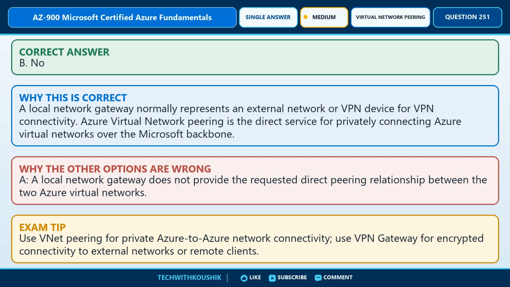The best choice is option B, no. Here's why. A local network gateway normally represents an external network or VPN device for VPN connectivity. Azure Virtual Network Peering is the direct service for privately connecting Azure virtual networks over the Microsoft backbone. A local network gateway does not provide the requested direct peering relationship between the two Azure virtual networks. Use VNet peering for private Azure to Azure network connectivity. Use VPN gateway for encrypted connectivity to external networks or remote clients.